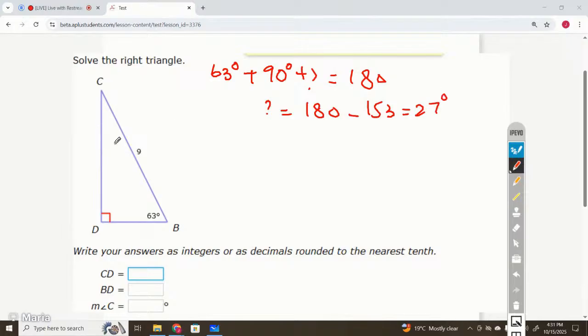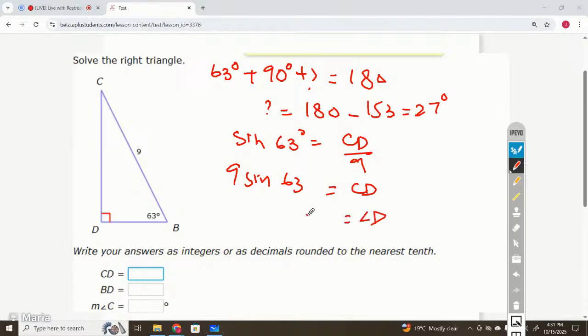Now you need to find the two side lengths. I'm going to start with sine 63 degrees. That is CD divided by 9. So CD equals 9 times sine 63. Sine 63 is 0.891. 0.891 times 9 is 8.0. So CD is 8.